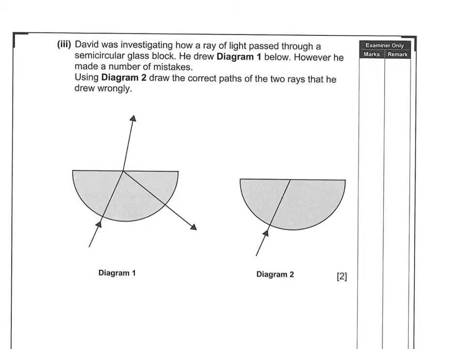Right, part 3. David was investigating how a ray of light passed through a semicircular glass block. He drew diagram 1 below, however he made a number of mistakes. Using diagram 2, draw the correct paths of the two rays that he drew wrongly. First thing you should do is get a normal onto this diagram so that you can think about what is happening. Now this ray was travelling in that direction.